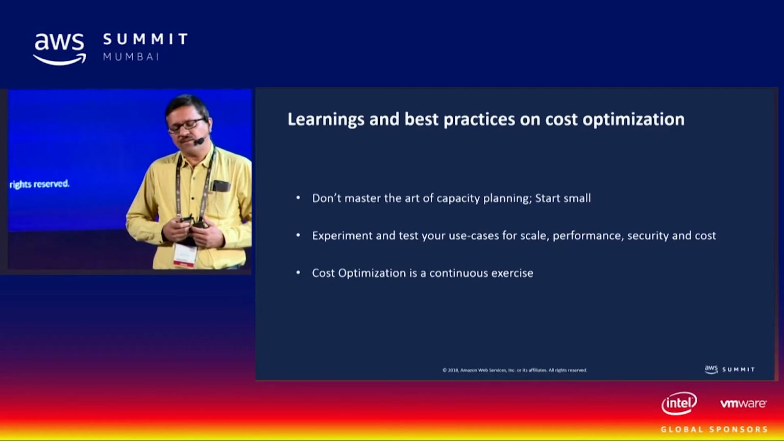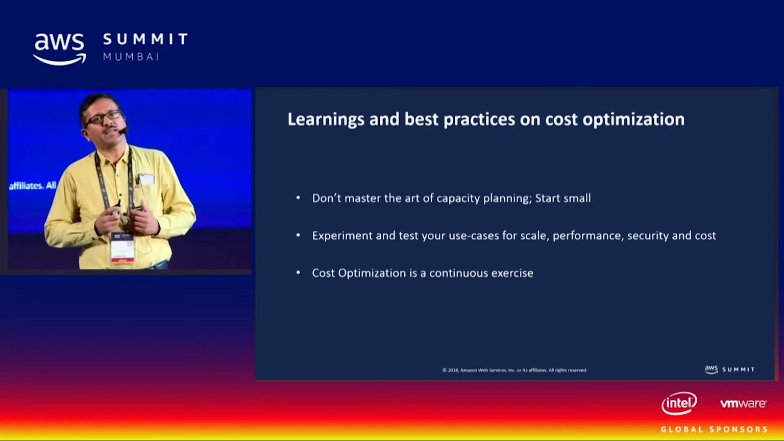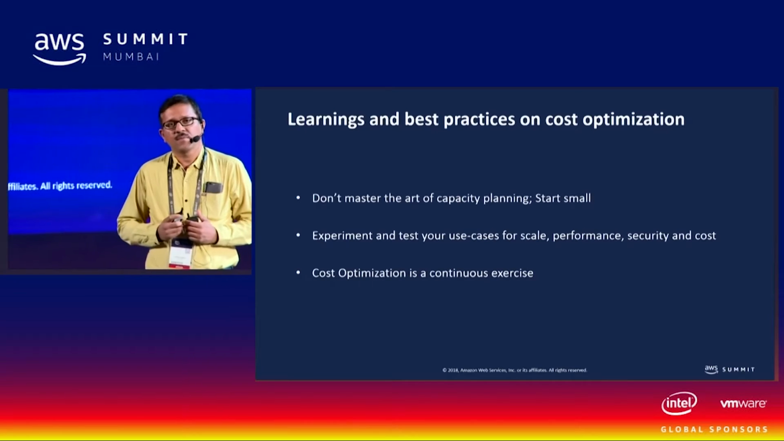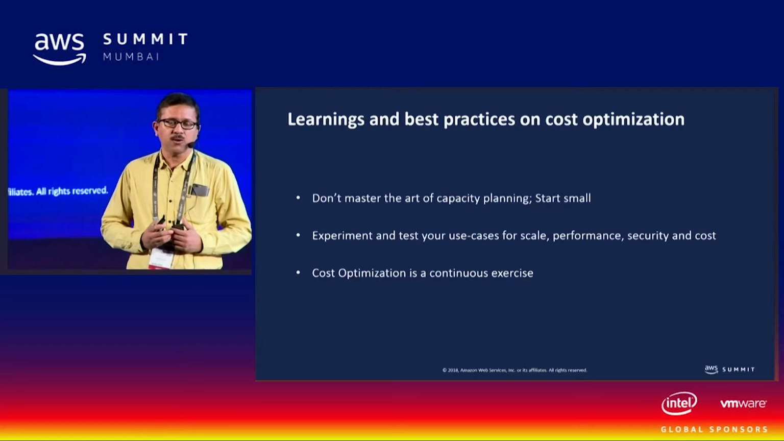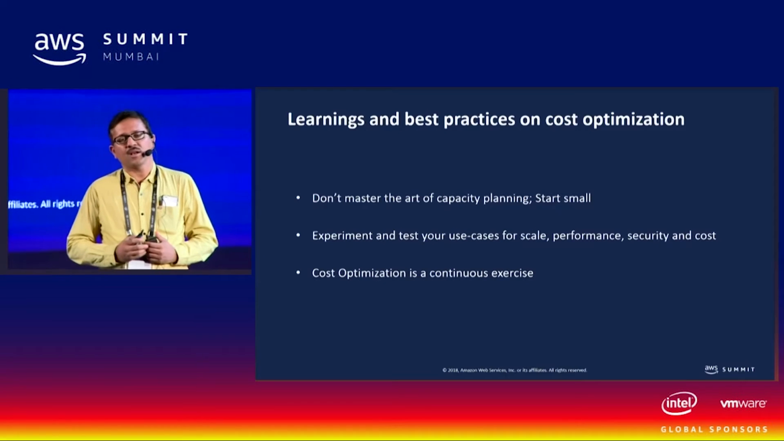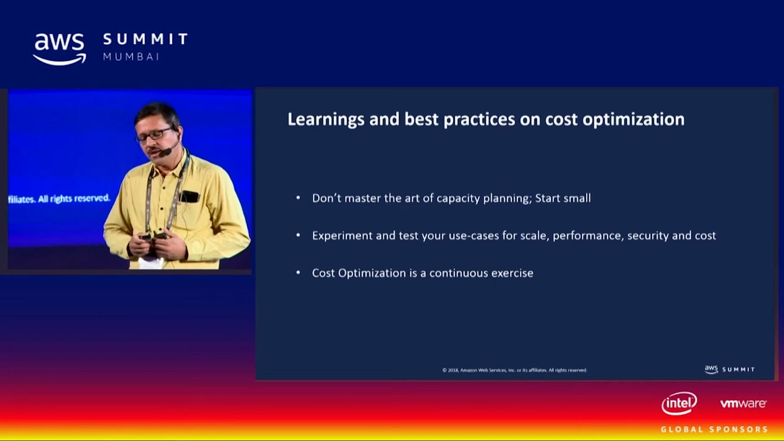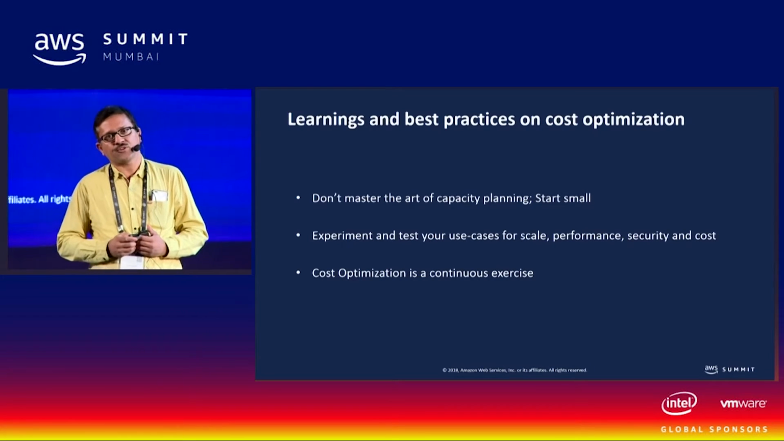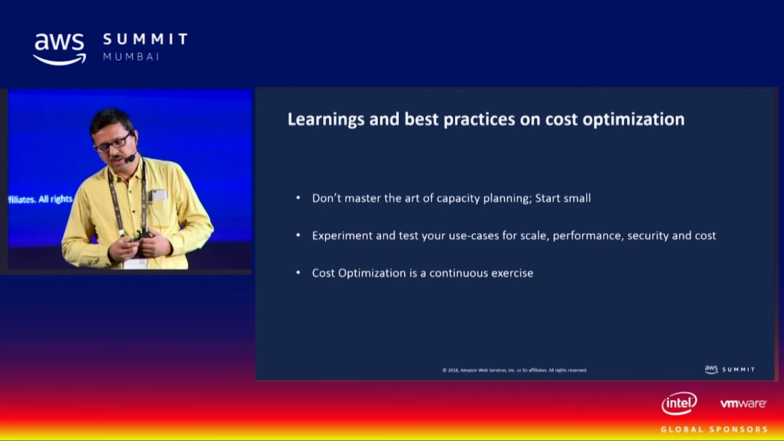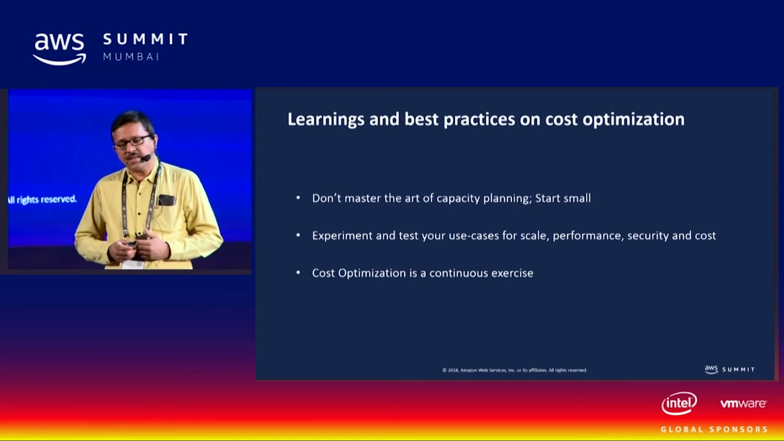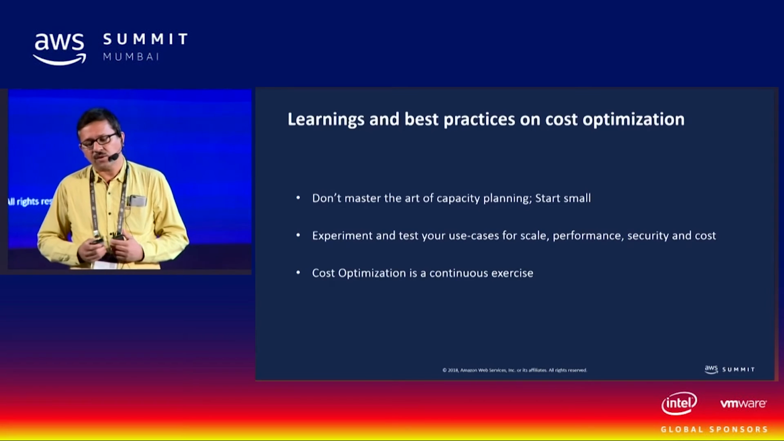So in a nutshell, from my experience, what I would suggest is you cannot get capacity planning right on day one. If you are new to the cloud and you want to move your workload to the cloud from a colo or on-prem model, you have to start small. You have to get back-of-the-envelope calculations right, and then you start to peel the layers of the onion to get deeper and deeper insights into how your workloads are being used. You ought to experiment and test your use cases for scale, performance, security, and cost, obviously.